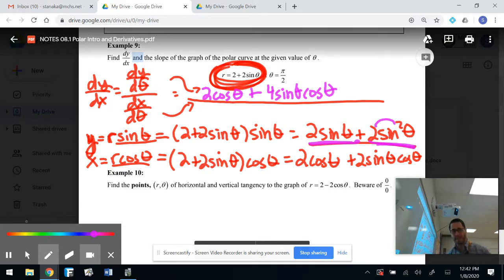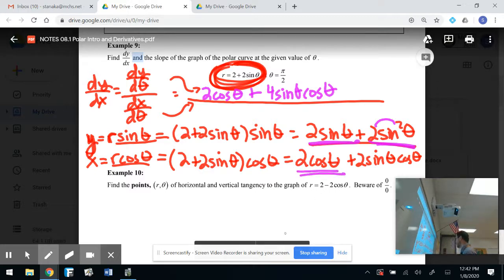Or you can memorize that formula. And formulas are really tough to memorize. But you would get the same thing if you use that formula up there. Okay, now I got to do dx d theta. So the derivative of 2 cosine theta would be negative 2 sine of theta.